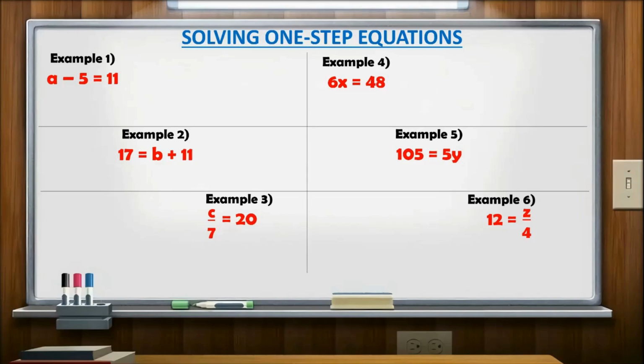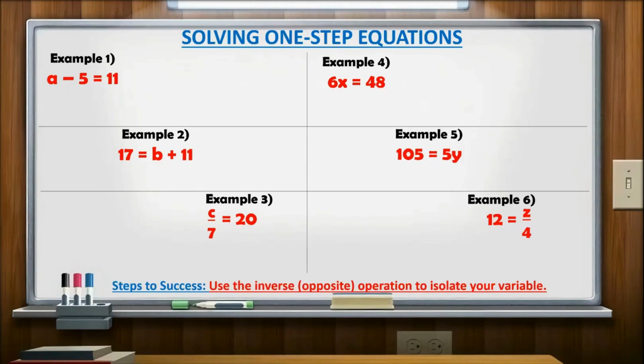But what do I mean by solving equations? Well, it is to isolate the variable, which is represented by a letter, and this is done by moving everything onto the other side so we get the variable on its own. Now, the steps to success is to use the inverse operation to isolate your variable. This is what I need to remember in order to solve my examples.